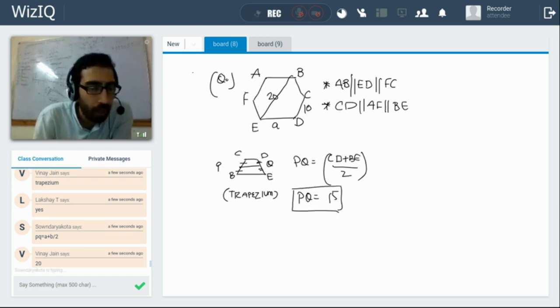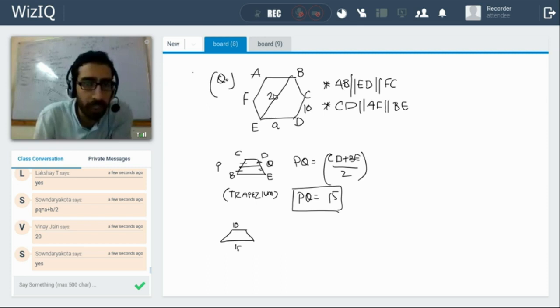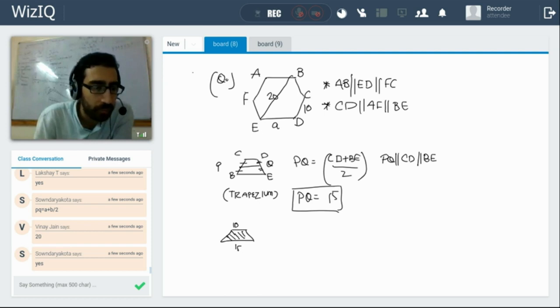And why is that important? Because now in the diagram given, I have the side of the hexagon 10, and I have this side PQ. I hope you also remember PQ is not just half of CD plus BE. PQ is also parallel to these two. PQ is parallel to CD as well as being parallel to BE. And thus, I now have another trapezium of sides 10 and 15.